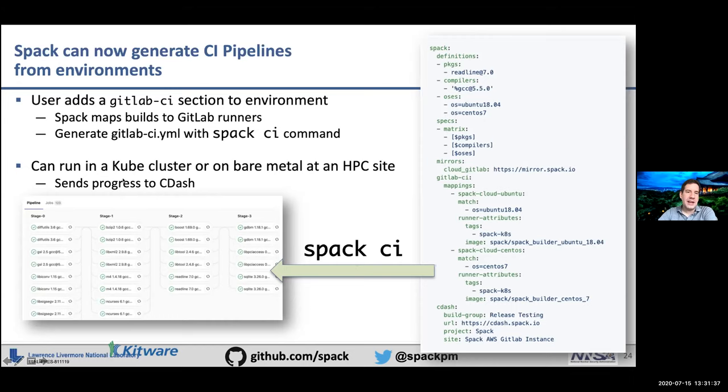So it's pretty automatic. You can send progress reports to CDash. You can see an example of that at cdash.spack.io. But this stuff is working, and this is in 0.14. This is documented in the pipeline section of the Spack docs if you want to take a look at it.